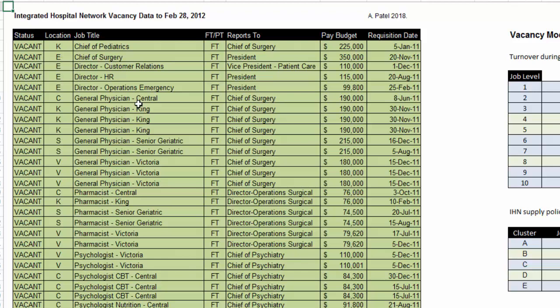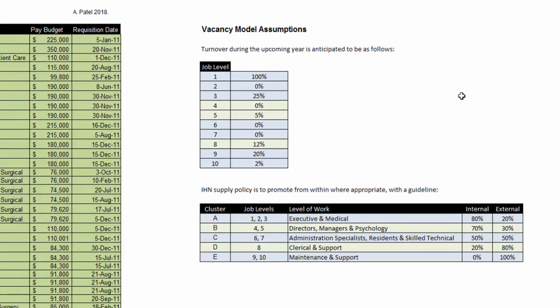So there might be a number of positions for each job. For example, for King General Physician, we have 3 positions, right? That's the pay budget for them, and that's the date that they were requisitioned. Now there's also some supporting tables over here to help you make some decisions around this.